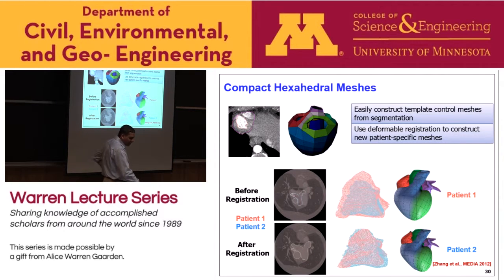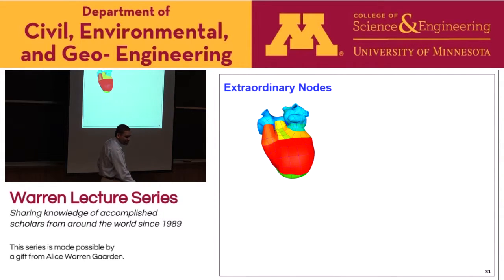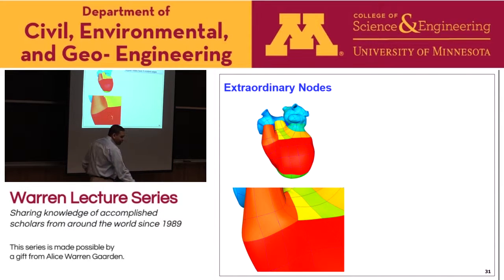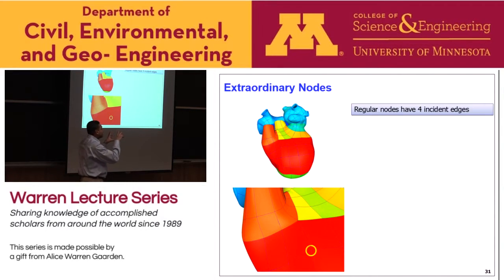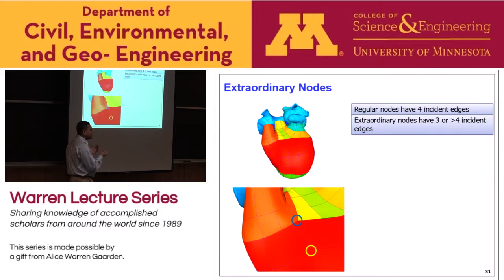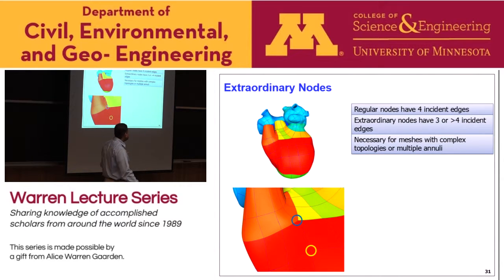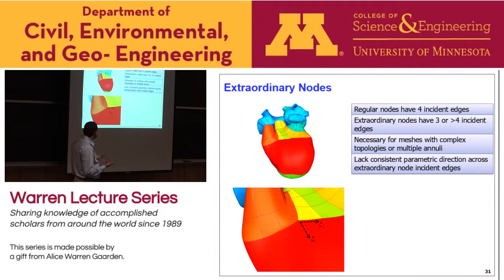The main thing to note with these sort of complicated meshes is that these meshes have what are called extraordinary nodes. So you all are familiar with regular nodes where you have 4 elements coming together in 2D. In these particular cases, you have what are called extraordinary nodes where there are 3 elements or 5 elements coming together. The reason why these are more difficult is that of the derivatives that you see in cubic Hermite meshes, they don't have a consistent parametric direction to enforce the derivative continuity.